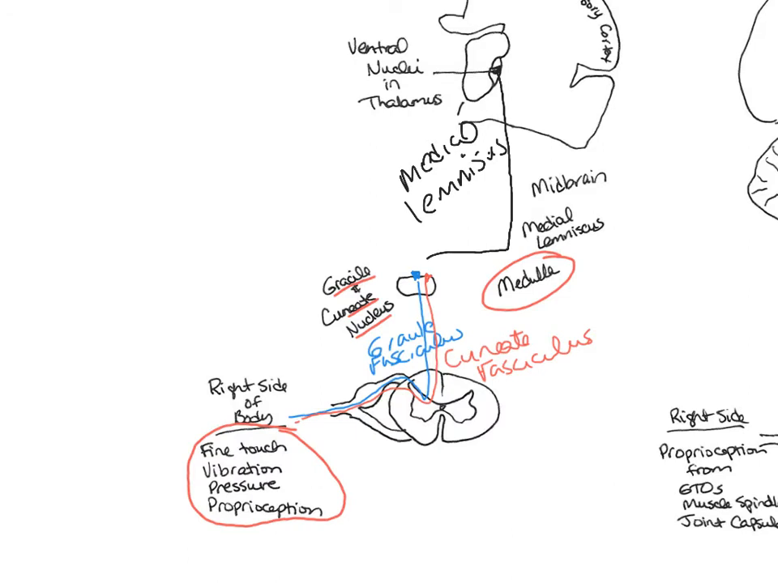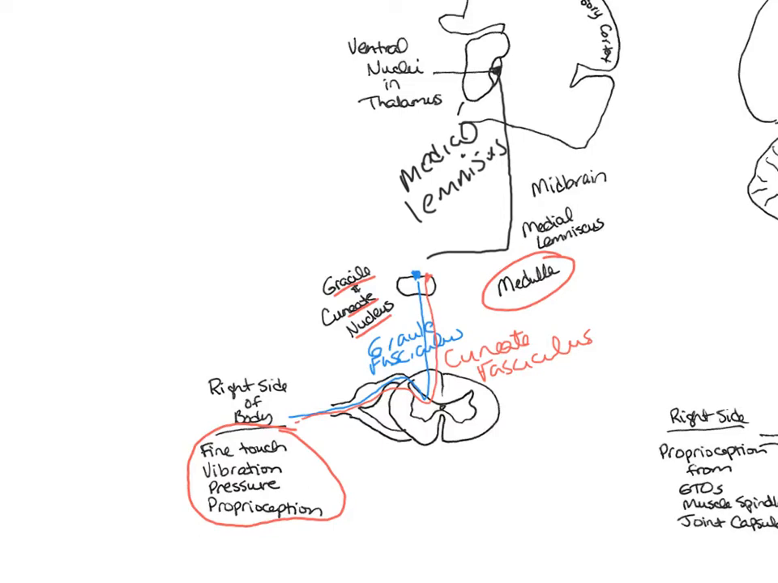Okay. So all we're doing is we're talking about highways. Which highway do you take to get to the thalamus? Well, if you're fine touch, vibration, and pressure, you're going to be taking the gracile and the cuneate fasciculi, and then the medial lemniscus, right? So you're just thinking about this as highways. What highway are you going to take to get to the thalamus?